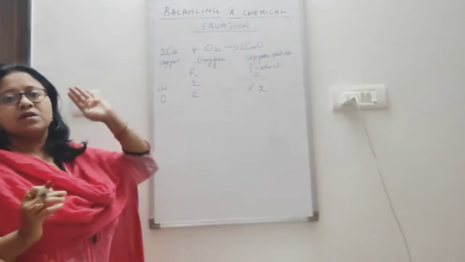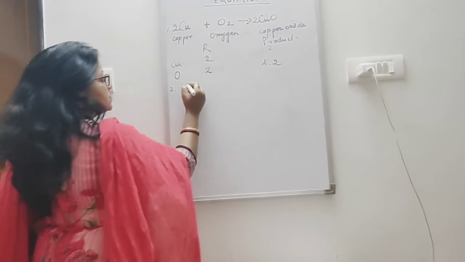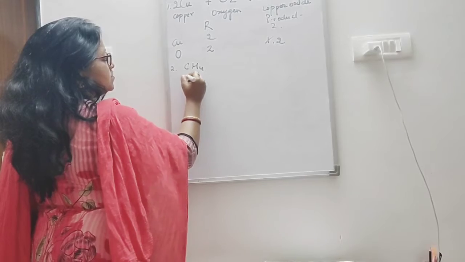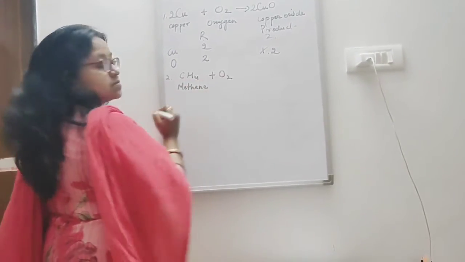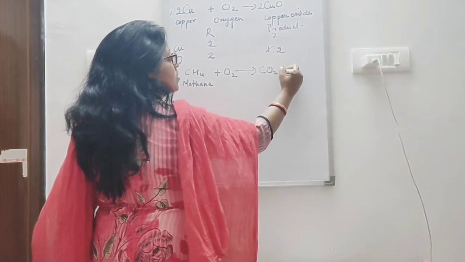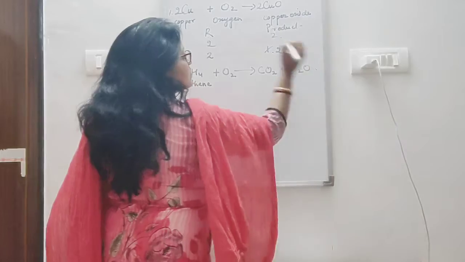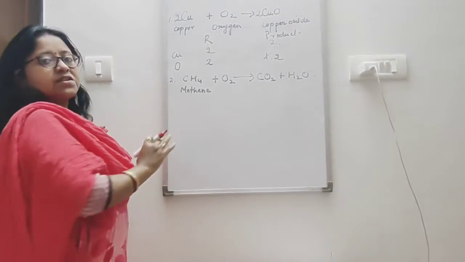It is balanced. Let's take another equation. CH4, this is methane. We react it with oxygen. What forms? CO2 plus water. This is the equation. This is called the skeleton equation.